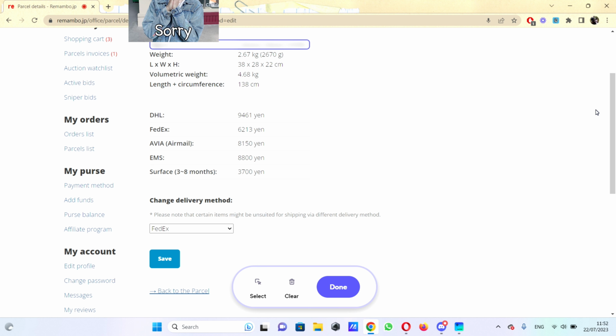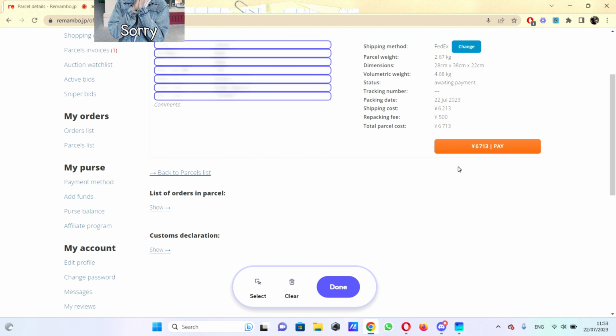I clicked on change the shipping method, and for example, it says the weight, the dimensions, the length, and also all of the payments. Surface is obviously the cheapest, but it takes this long, so no one ever uses it really. And then DHL is 3,000 yen more than FedEx. Basically, FedEx is the cheapest one out of the options that I have, so that's really why I choose FedEx most of the time. And I also like them decently enough. Like I said, I can change it, but let's just keep it on FedEx.